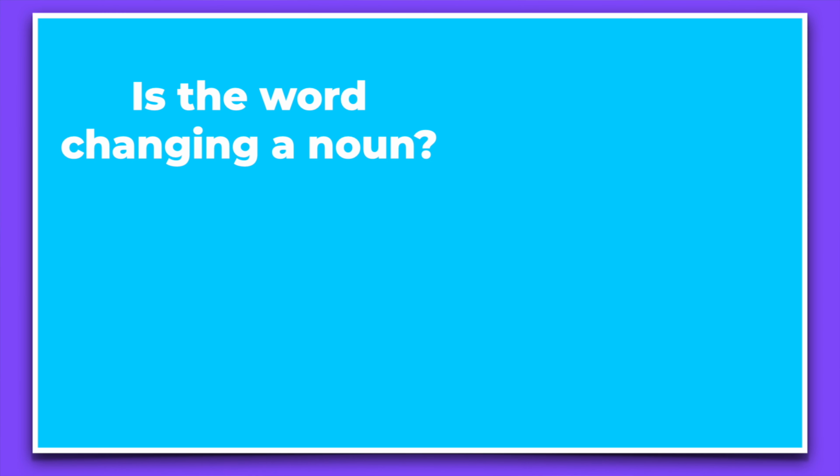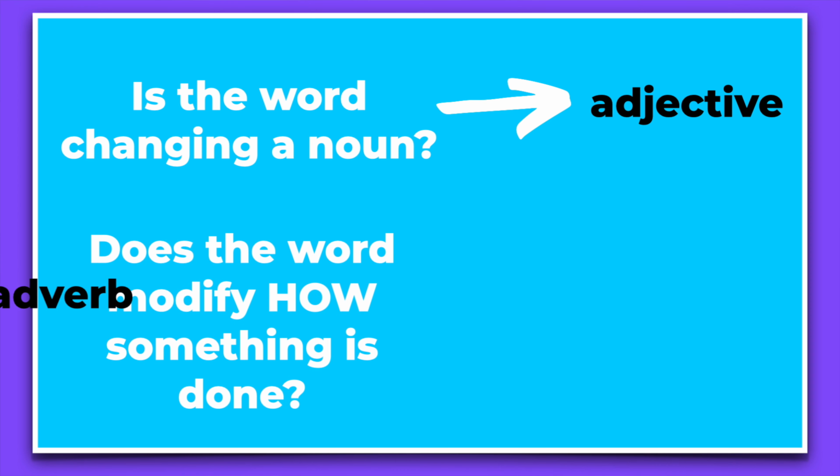Again, if you ever get confused, use this simple test. If a word describes a noun, it's an adjective, even if it follows a verb. If a word is modifying the action, it's an adverb.